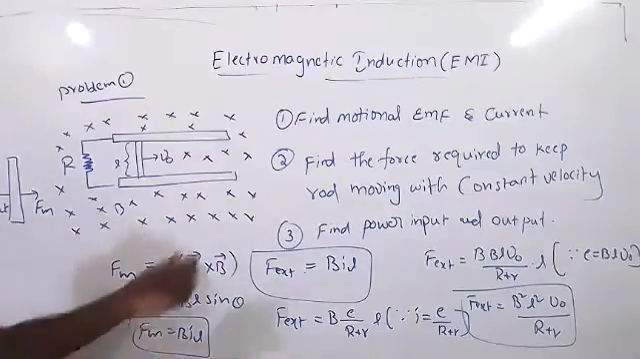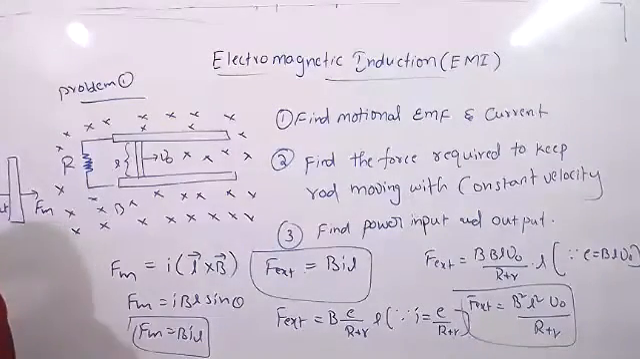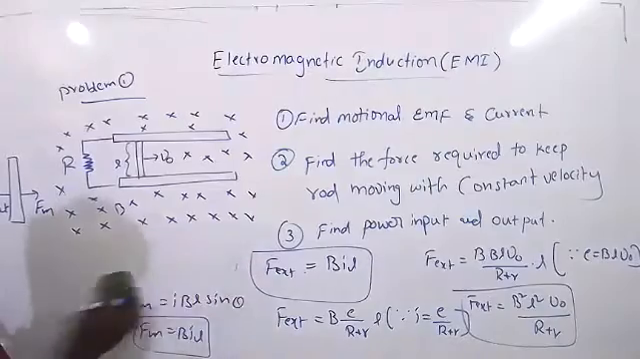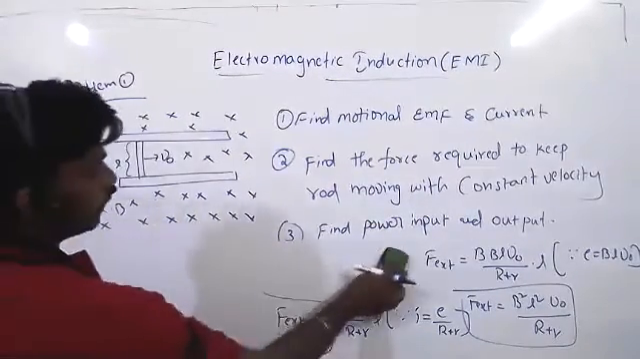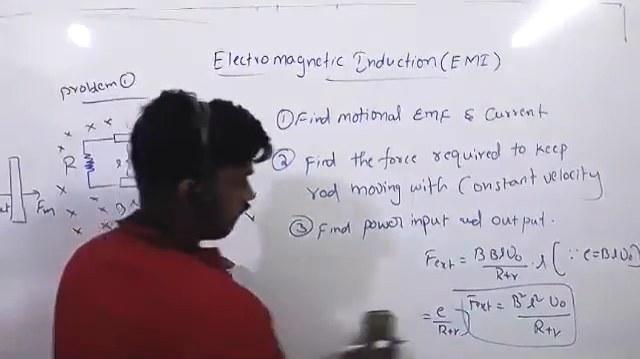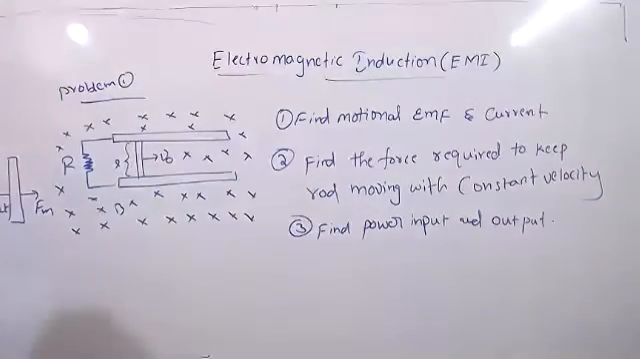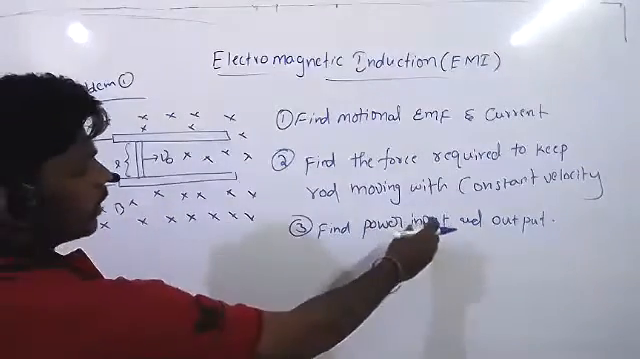Next, third question. Find power input and output. Okay. Today Rachna is not present. Dhanush. Let's see.